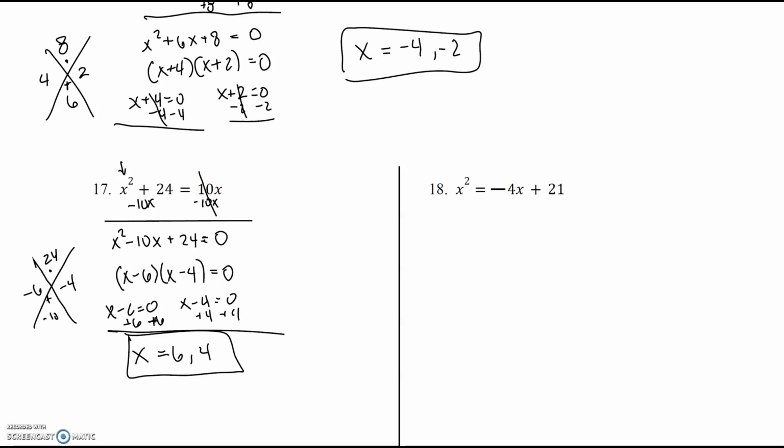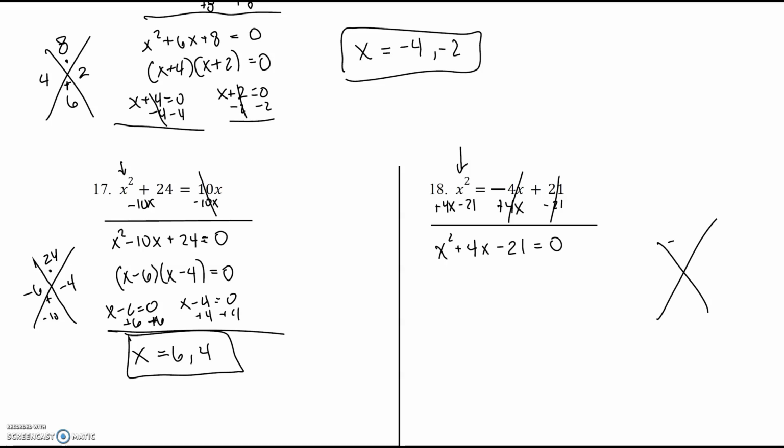Number 18, again, I see the x squared is on the left. And since it's positive, I think the easiest thing for all of us to do would be to move everything to the left, even though it does require 2 steps. I think it will make it easier to factor if we add 4x and subtract 21 from both sides. x squared plus 4x minus 21 equals 0.